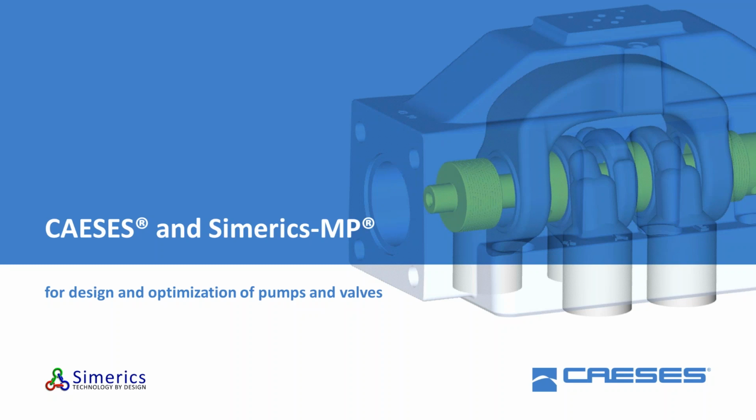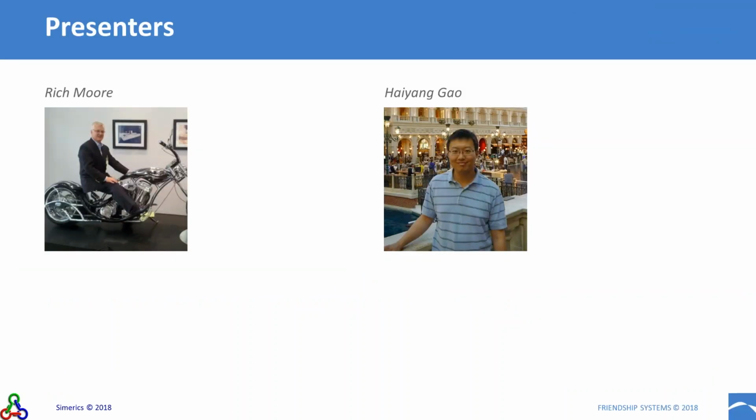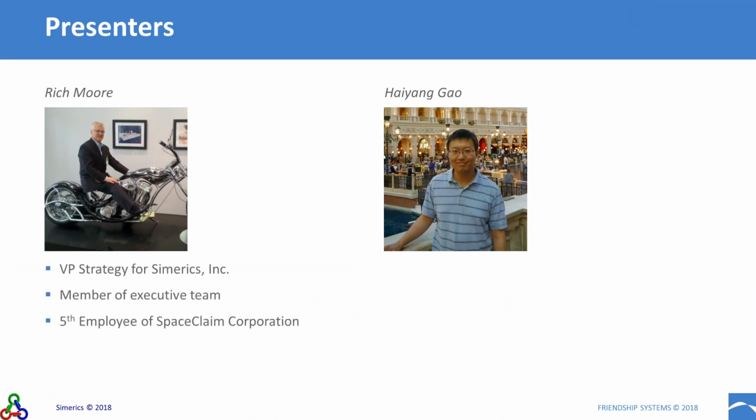So let's get started. On the side of Simerics, all the way across the Atlantic and the mainland of the US on the Pacific coast, I'm joined by Rich Moore, who is the Vice President of Strategy for Simerics. He's a member of the executive team, and a noteworthy thing to know is that he was the 5th employee of the SpaceClaim Corporation. Additionally, welcome to all the attendees today. Great to speak with you.